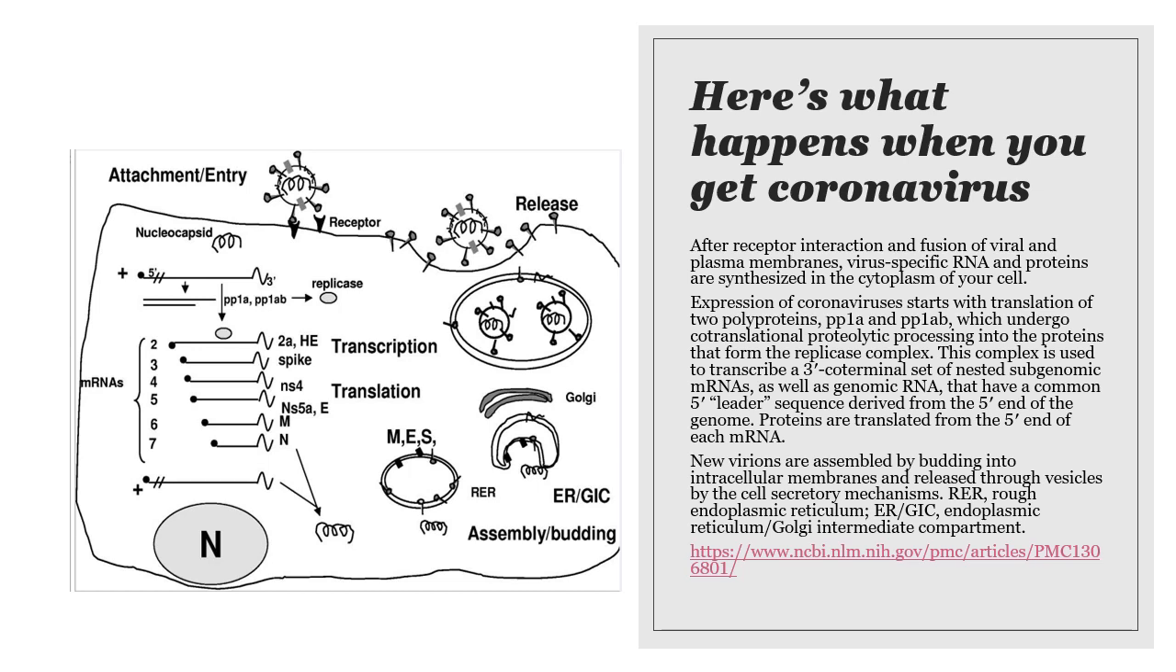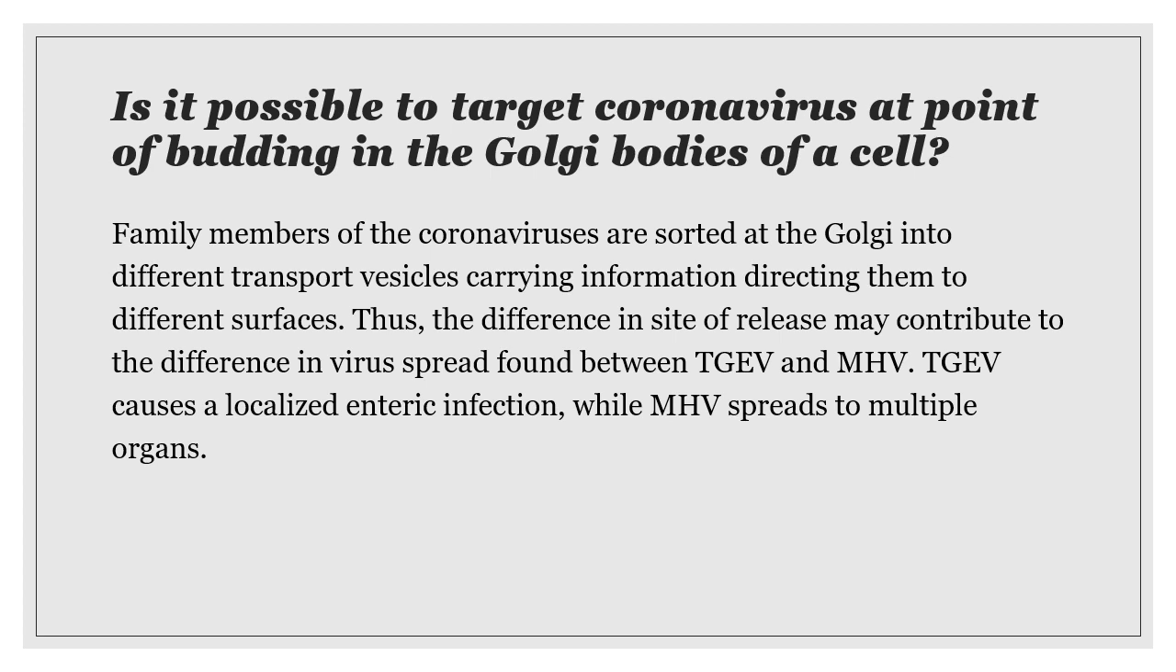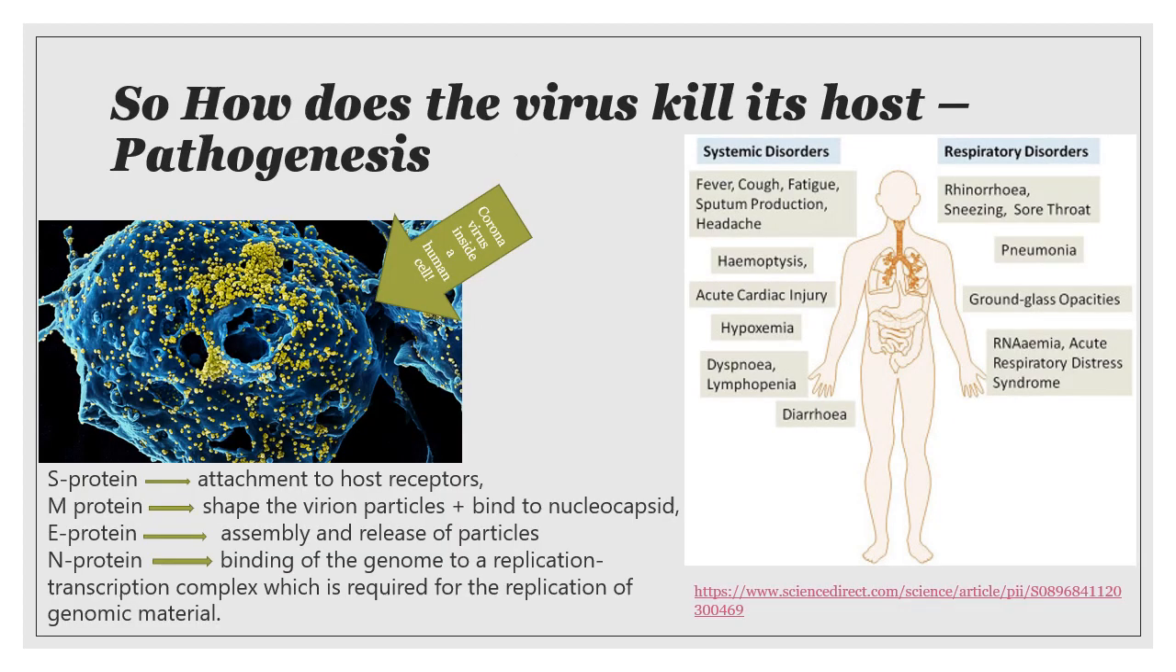which is 29,811 nucleotides long. Then this very complex transcription system will ensue, and it will make several proteins, including the replicase that it uses to make copies of itself. And then it will exit your cell using the budding process. Is it possible to target the coronavirus at the point of budding in the Golgi bodies of a cell? This is something that scientists are researching because it goes inside your cell and hides there to multiply. If we can block it, that would be great.